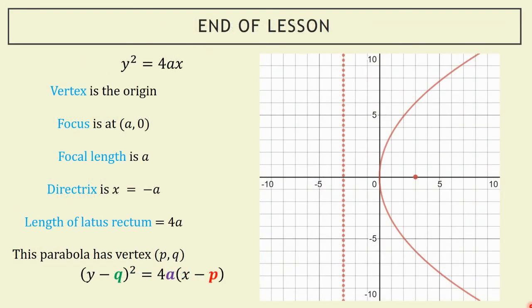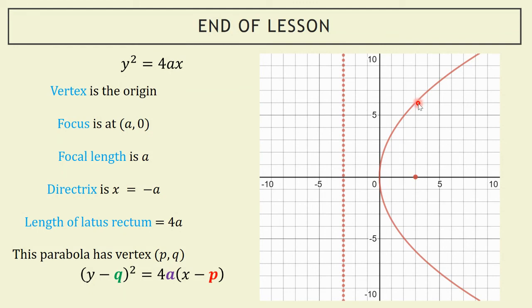All right, so at the end of our lesson, we've got y squared equals 4ax as the standard equation of our parabola. The vertex in this case will be the origin. The focus will be at the point (a, 0). The directrix will be the line x equals minus a. The length of the latus rectum is 4a. This line here is 4a.